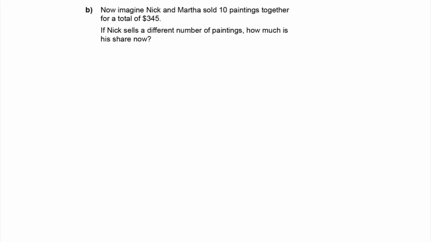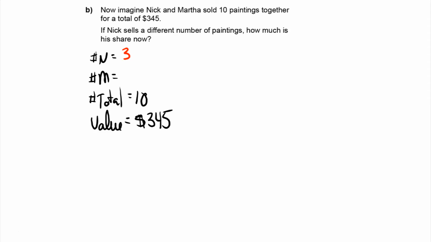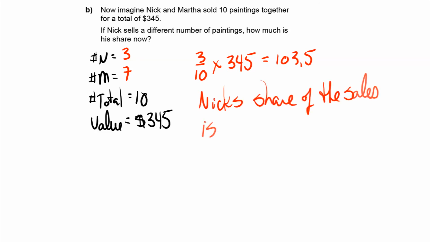Now imagine Nick and Martha sold 10 paintings together for a total of $345. This time we'll assume that Nick sold 3 paintings. That means Martha sold 7, total of 10 paintings. And now Nick's share of the sales will be 3 out of 10 times 345, which is equal to 103.5. Therefore, Nick's share of the sales is $103.50.